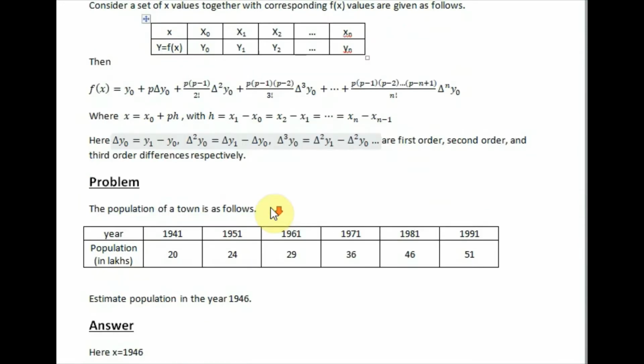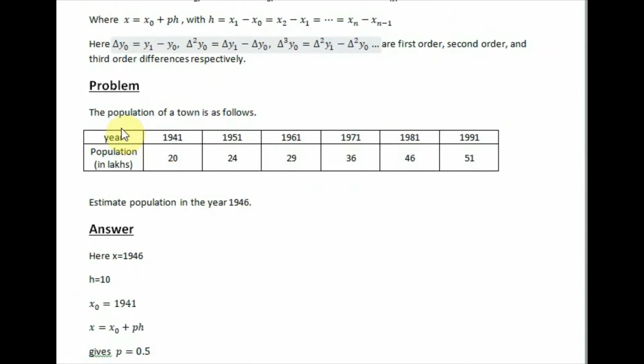Now we have a problem. The population of a town is as follows. Year 1941, 1951, 1961, 1971, 1981, 1991. And the population in lakhs is also given. In 1941 it is 20 lakhs, then 24, 29, 36, 46, 51. Estimate the population in the year 1946.